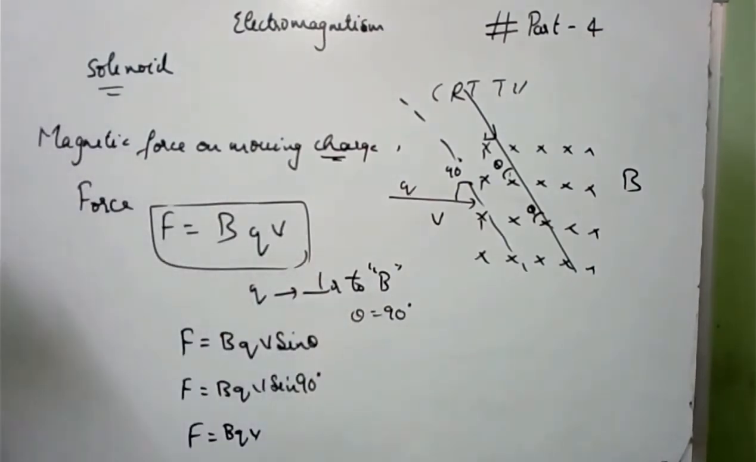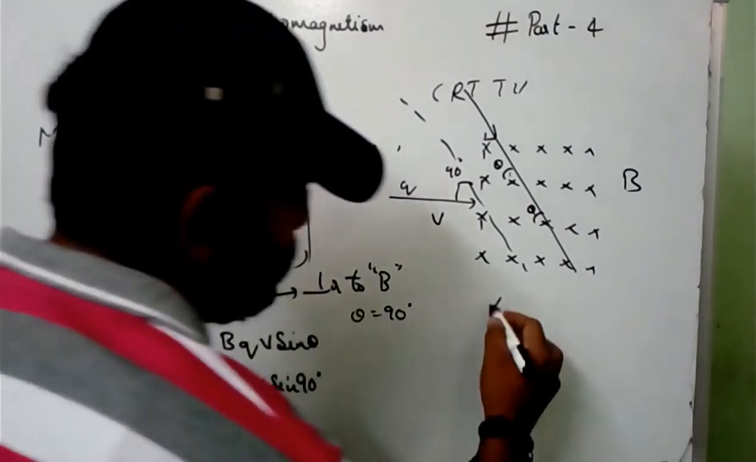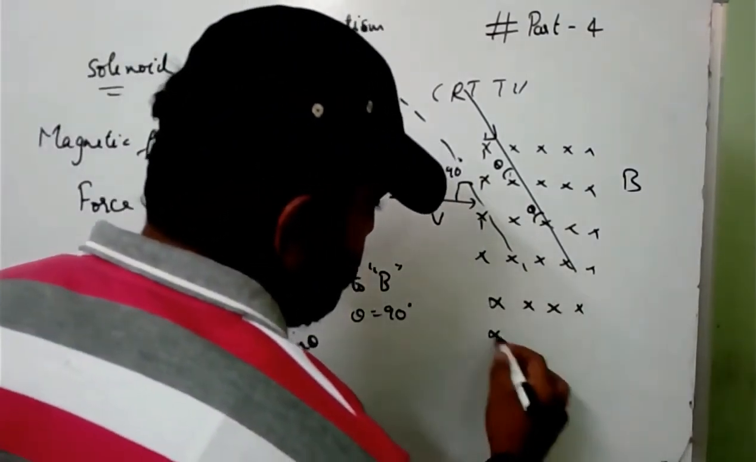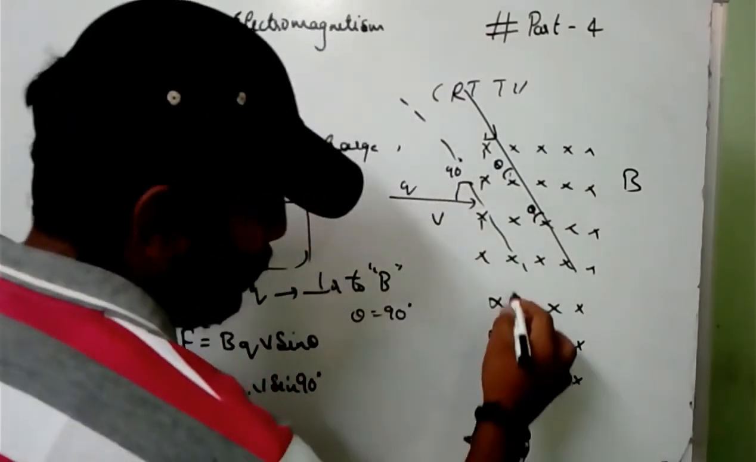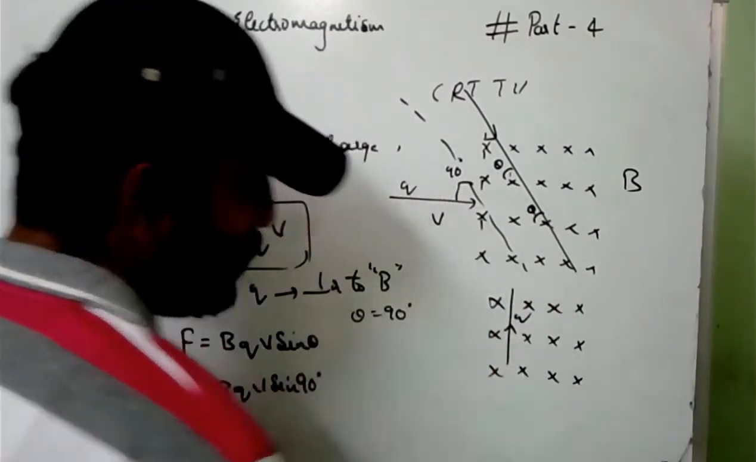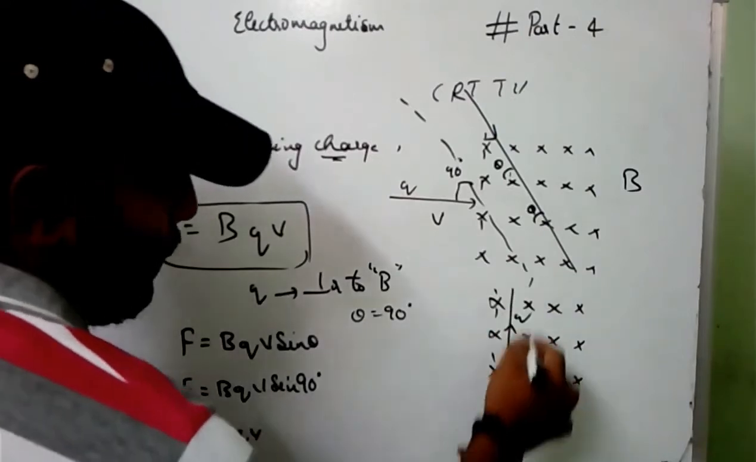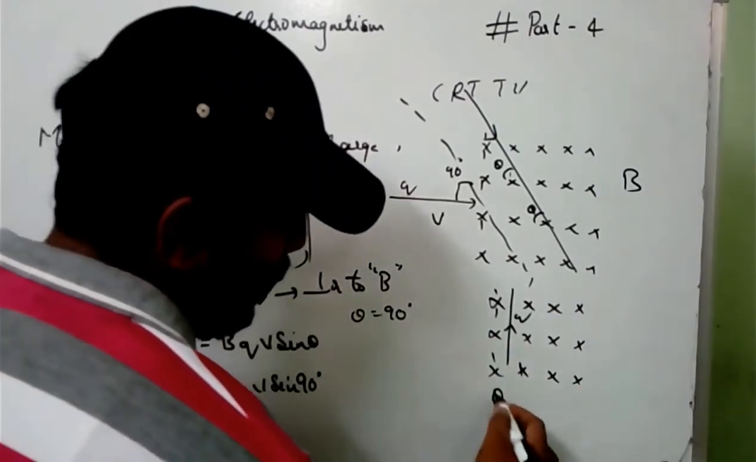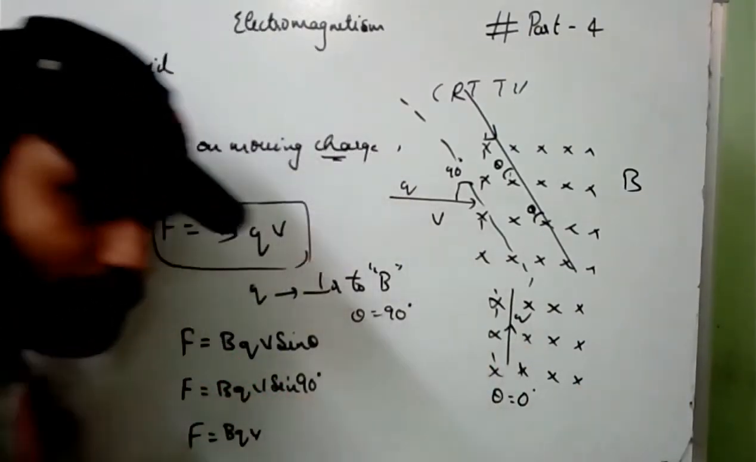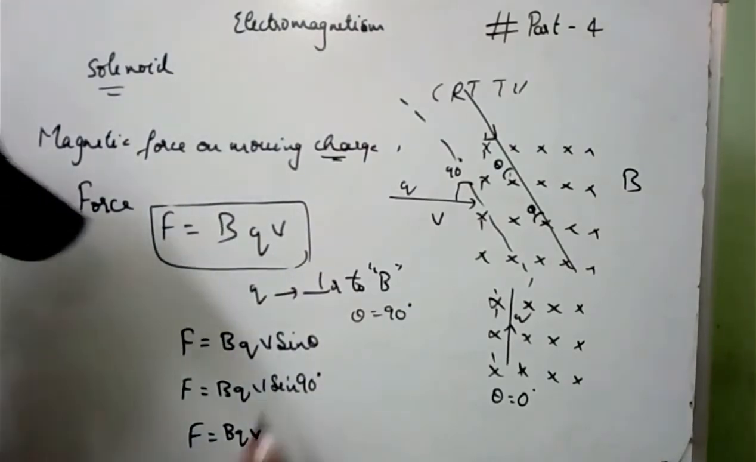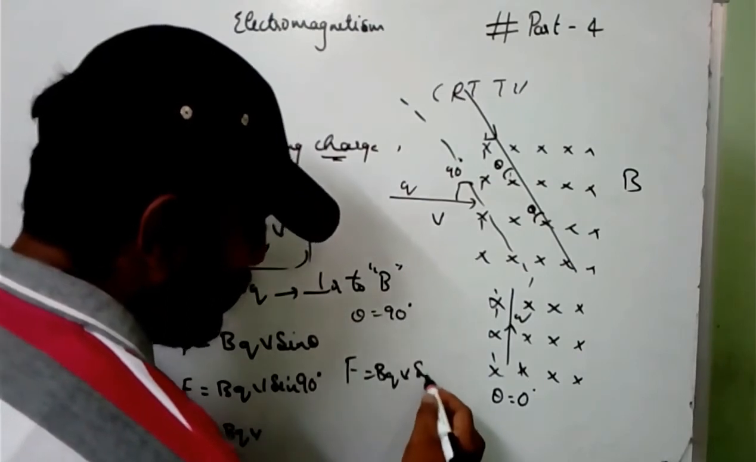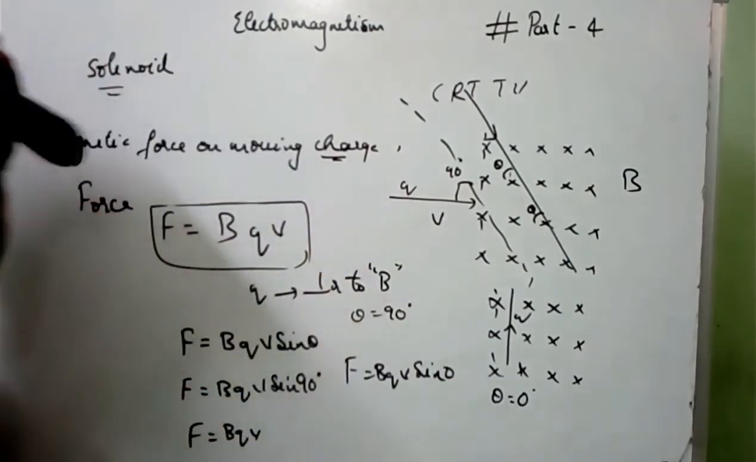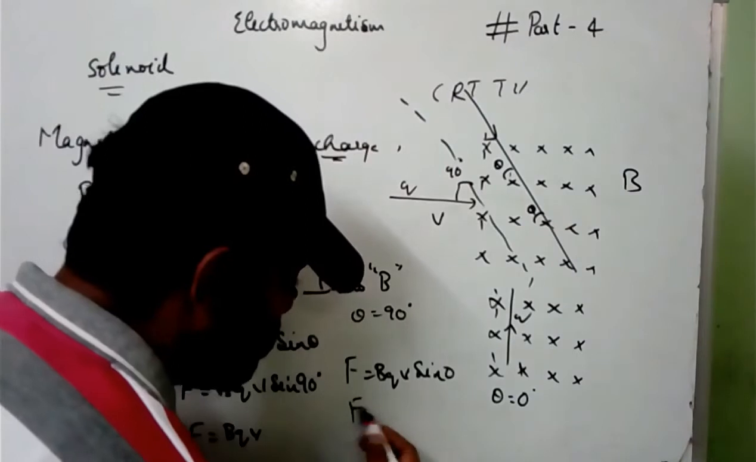Now the third case: the charge is moving parallel to the magnetic field. Here, in this way, a charge is moving parallel to the magnetic field. Parallel means the angle will be 0 degrees. Substitute that here: F = BQV sin 0. Sin 0 is 0, so the total value becomes 0. F = 0.